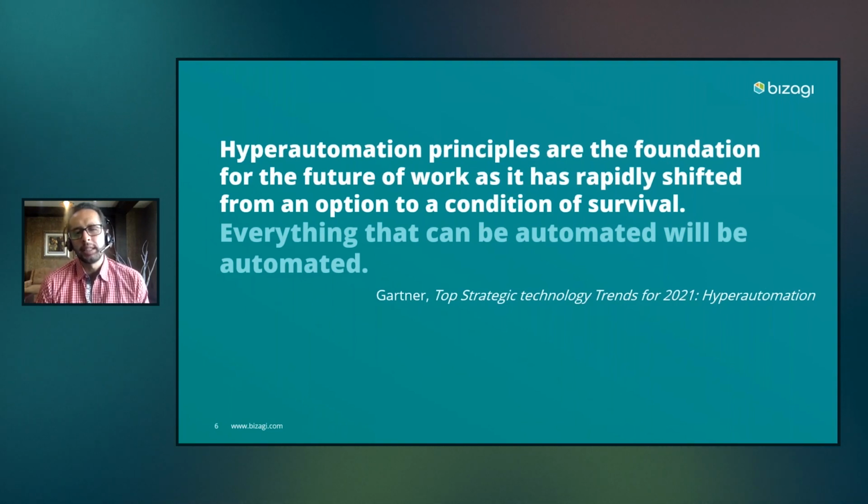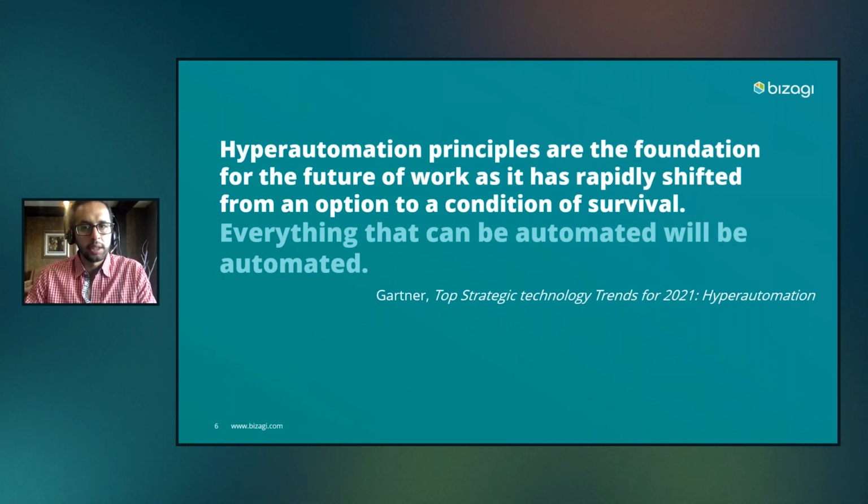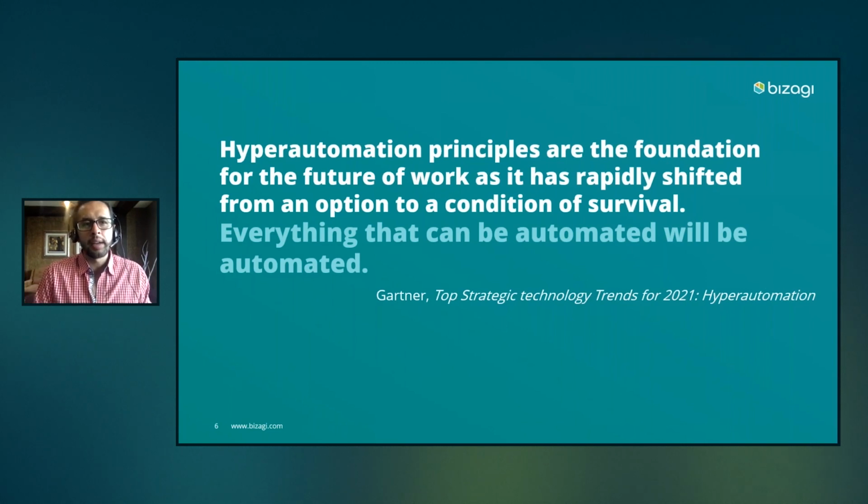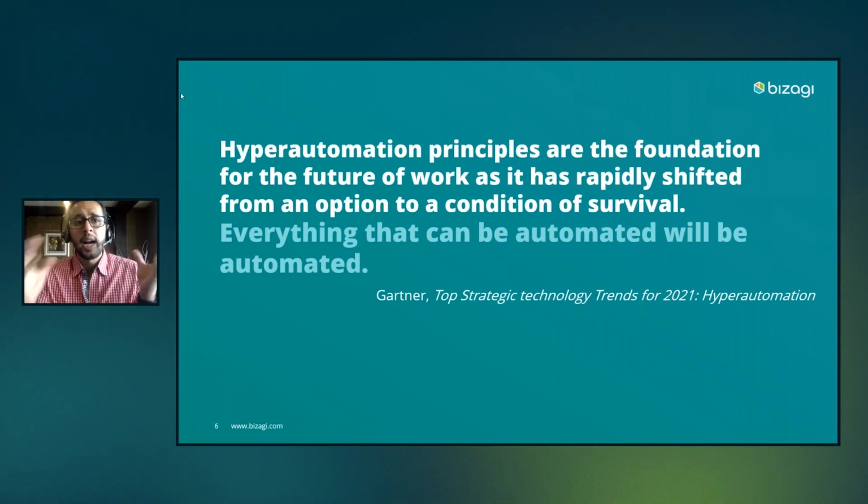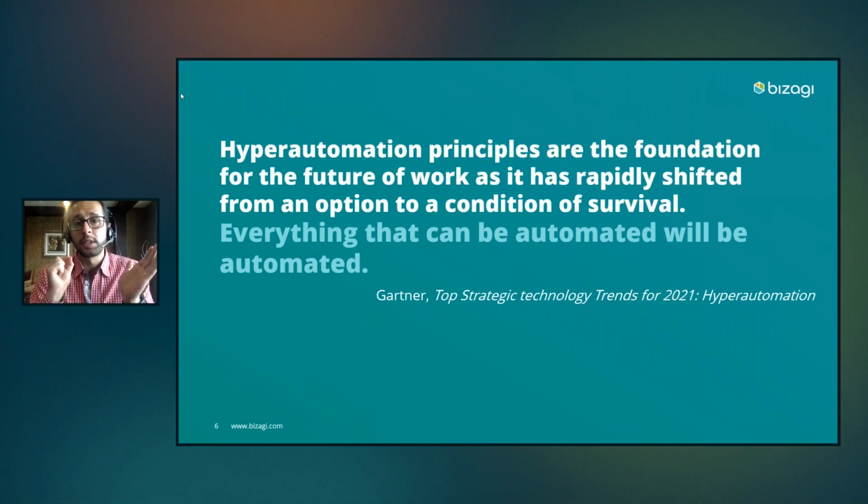And they have identified something, a new concept or element called hyper-automation, that is getting a lot of attention in the market and is growing in terms of the expectations the market has about it. But something that I like a lot is this quote they have defined here: hyper-automation principles are the foundation for the future of work, as it has rapidly shifted from an option to a condition of survival. So definitely, there is not anymore an option.